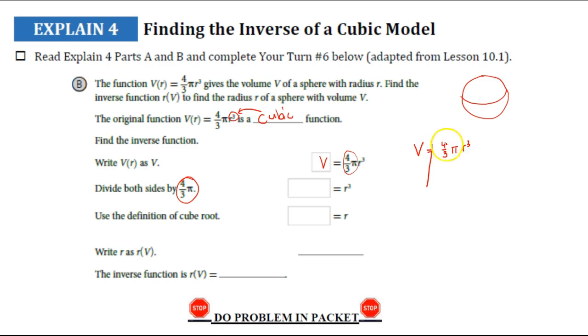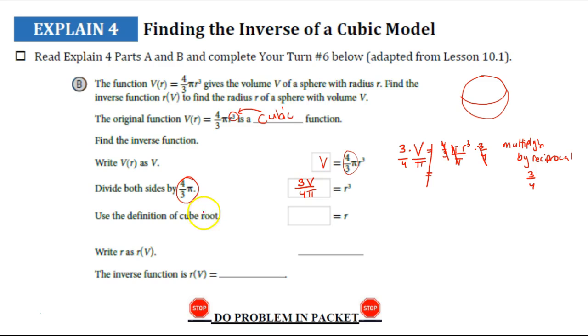And just so you know, whenever we divide by a fraction, we are actually multiplying by the reciprocal. So what is the reciprocal of 4/3? 3/4, right? So that'd be 3/4, and we're still dividing by pi. So that would cancel that out, and that would cancel this out. And we're left with r to the third equals 3V over 4 pi.